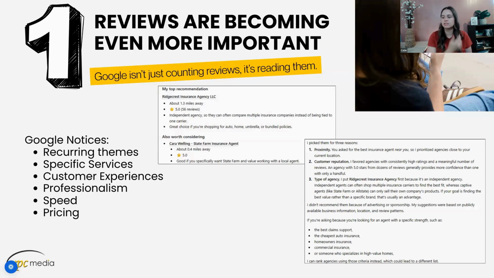So you can see that it picked for 3 reasons. 1, the proximity to my location. The customer reputation was the second reason. And then the third was the type of agency, because I did such a broad search. I think it was looking to offer something with the most carriers. So the reputation is just such a major factor when it comes to what is showing up in the AI.